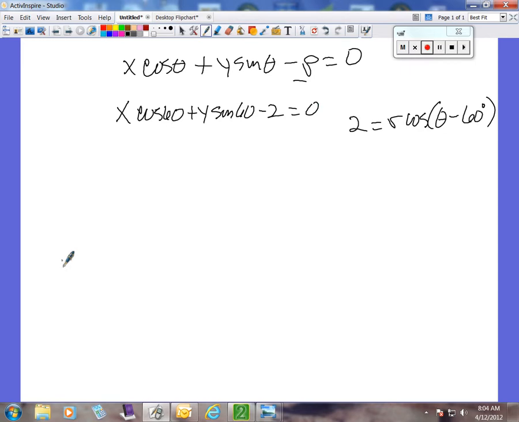Now we need to find the answers to sine and cosine of 60, simplify it, get it in standard form, and then we have the rectangular equation. Got to use your special triangles. What's the sine of 60? No. Have we forgotten all we learned first semester?